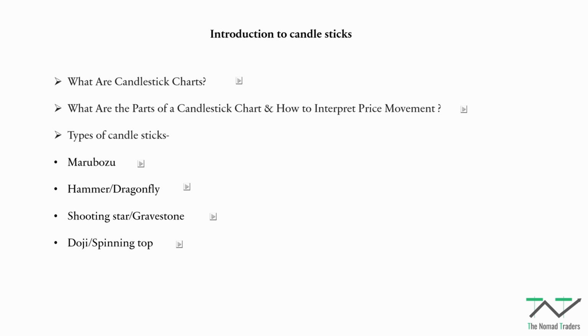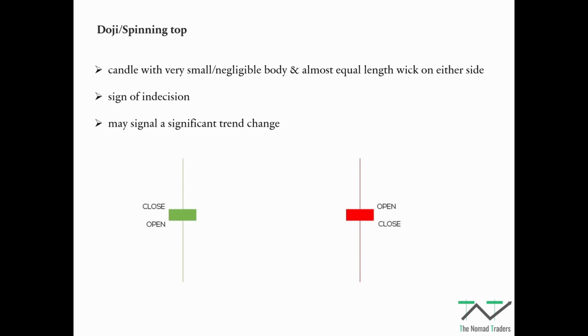A doji or a spinning top. A doji is a candle with a very small or negligible body and it has equal length wicks on both sides. A doji is a sign of indecision. It shows that the market wants to take a pass. It shows that the bulls and the bears are not sure which way to take the market ahead. This may sometimes also signal a significant change in trend once this is formed after a strong uptrend or a downtrend.